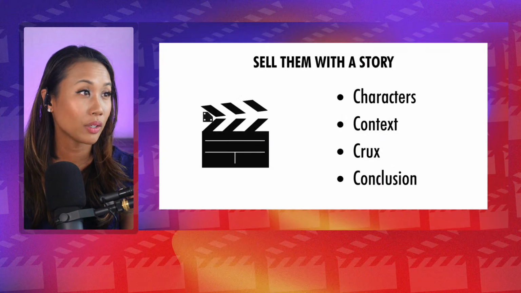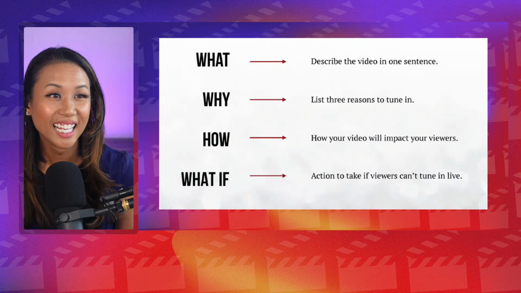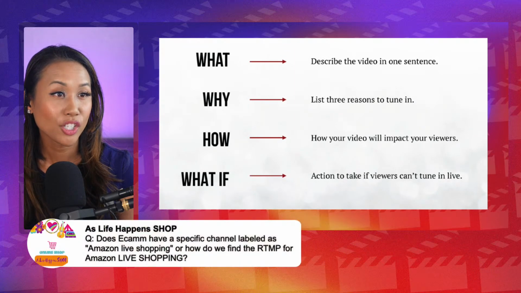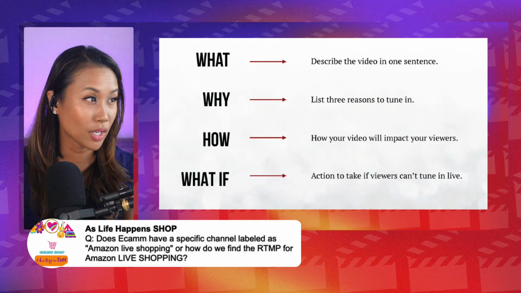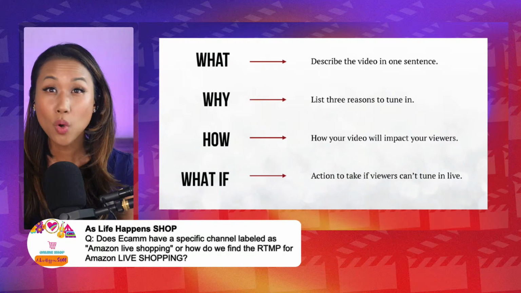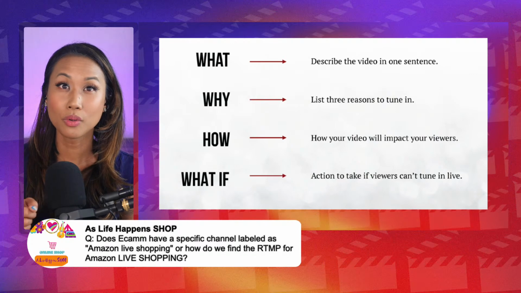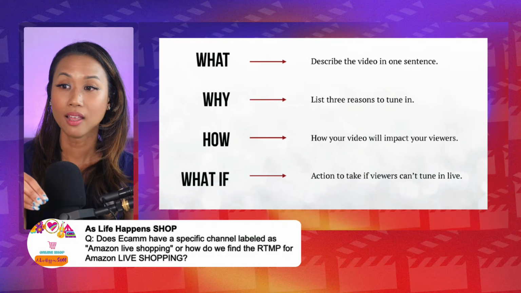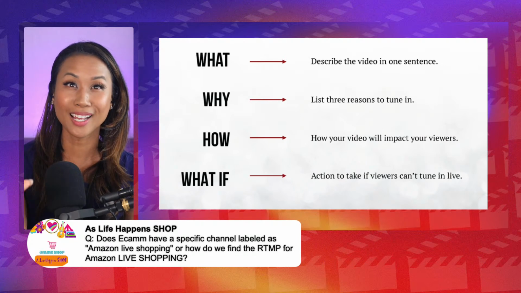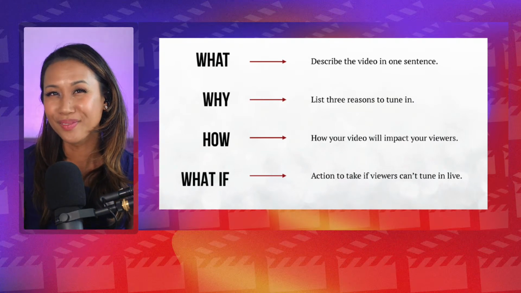Here's the other thing that I want you to know too. Here's a good question: does Ecamm have a specific channel labeled as Amazon Live Shopping, or how do we find the RTMP for Amazon Live Shopping? Doc actually has that. I remember, because you know what's so cool? Doc actually created an Amazon profile that you could upload into Ecamm that already has all the settings in there. Love you, Doc. How you like that?